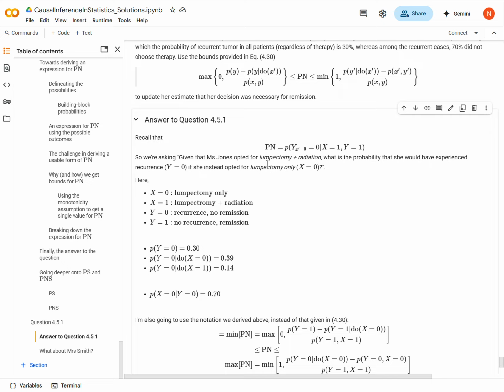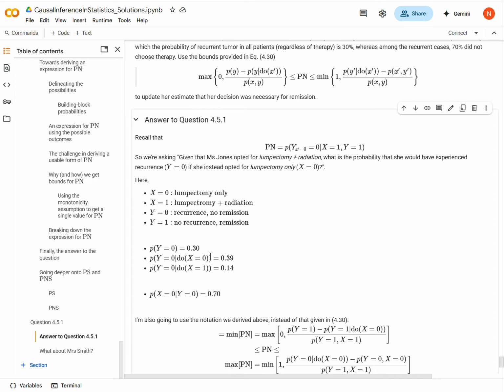The probability of necessity then is: what is the probability that the outcome y is 0, in other words, recurrence or no remission, if the treatment had been 0, in other words, lumpectomy only, given that what we actually observed was that this person received radiation and experienced remission? That's what we're asking.